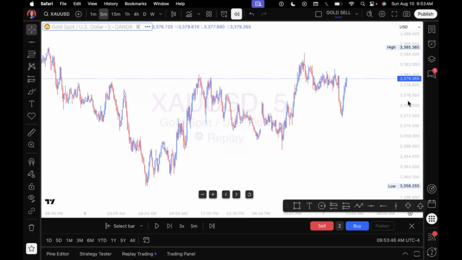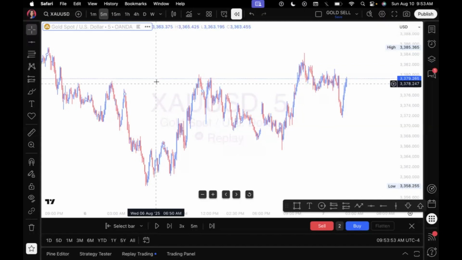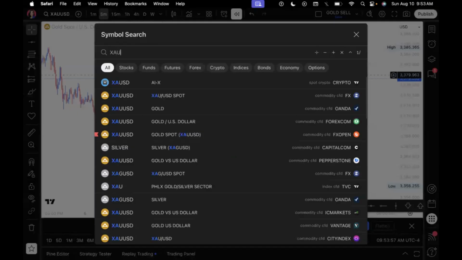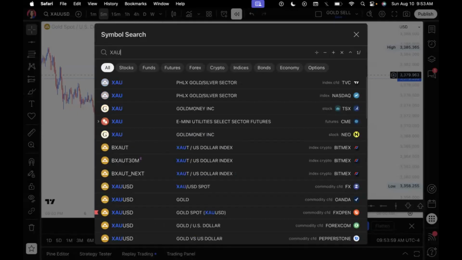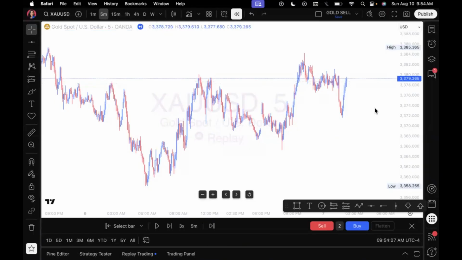Now, once you're on TradingView, you are going to want to find gold or whatever asset that you want to scalp. And you can do this by simply clicking on your screen and starting to type what you're looking for. Now, the marker for gold is XAUUSD, and you can just click one and that chart will be pulled up for you.